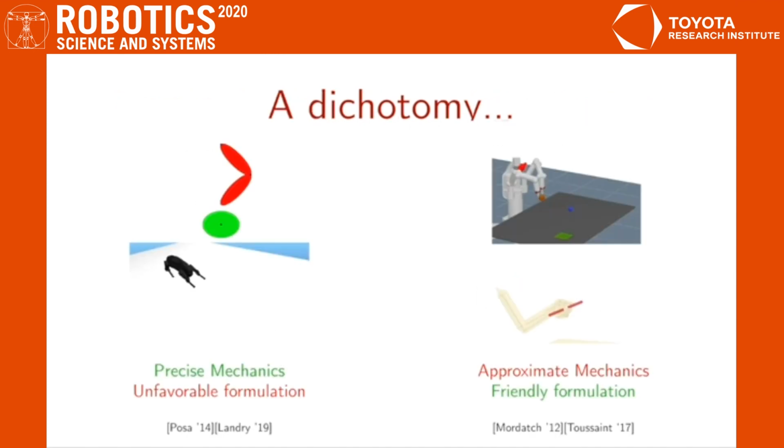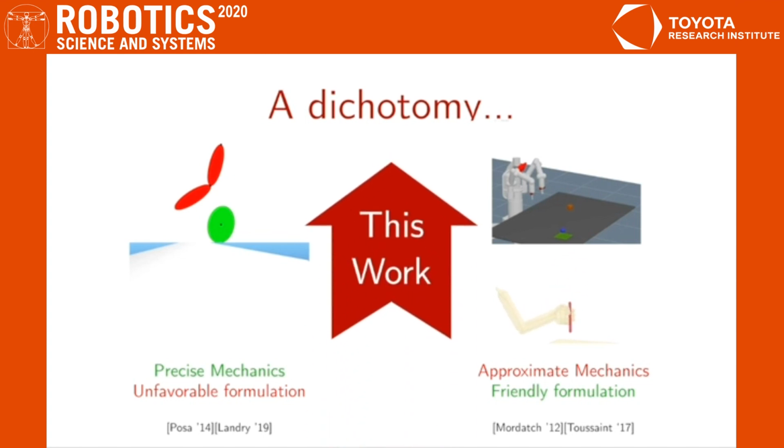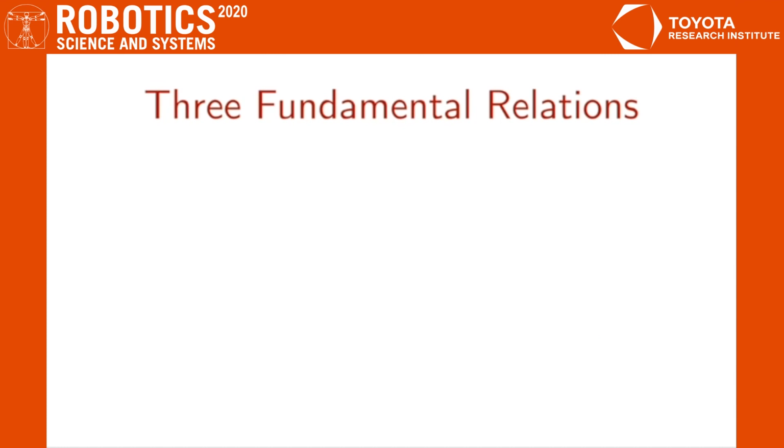The state of the art for this kind of problem falls into a dichotomy. The first set of approaches aims to rigorously describe the mechanics involved in the task, leading to unfavorable optimization problems, often suboptimal or poorly conditioned. On the other hand, a second set of approaches approximates the mechanics with the hope of better computational properties, at the cost of physically inconsistent behaviors. This work aims to fall in the middle, proposing an optimization model that retains physical accuracy while still providing useful computational guarantees.